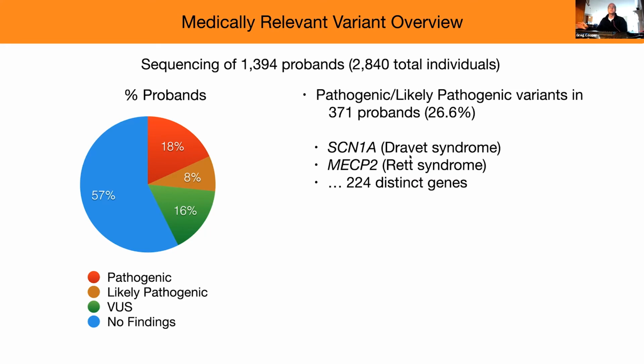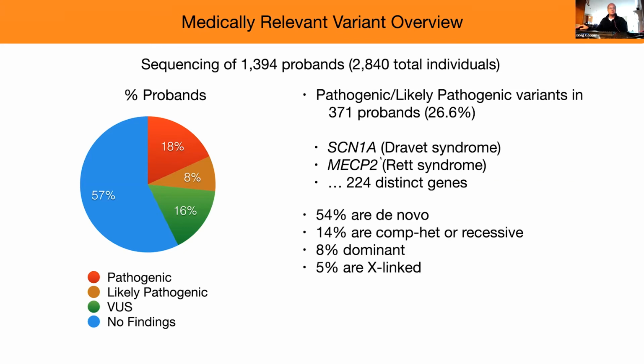So here are 2 examples of SCN1A and MECP2, associated with Dravet and Rett syndromes, respectively. We've seen each of these a handful of times, but we've seen over 220 different genes. So among these 370 children, the majority of them, for their particular condition, their particular diagnosis, that's the only time we've seen that over the course of all the sequencing that we've done. Again, these are all individually rare conditions. Most of these are de novo, but we certainly see other kinds of inheritance: recessive, dominant, transmitted, and also X-linked.